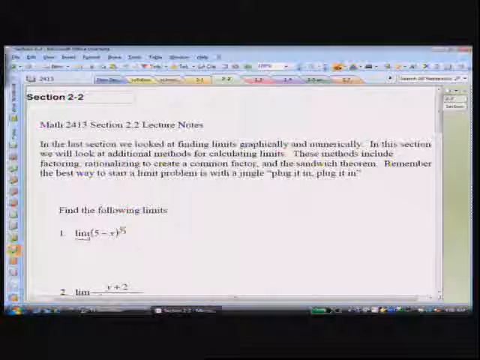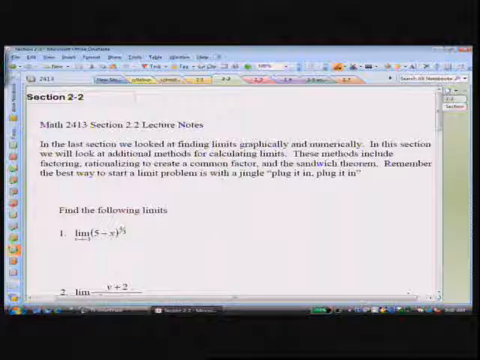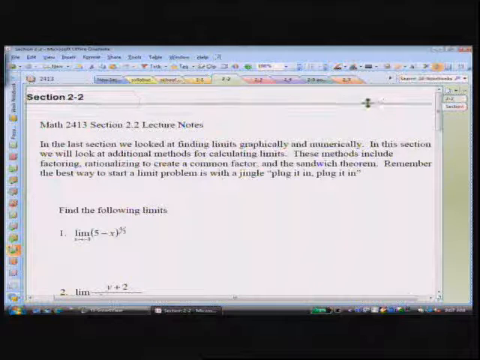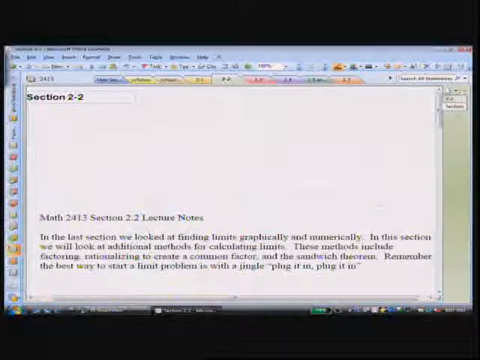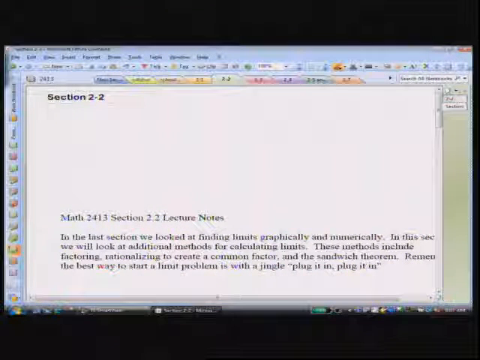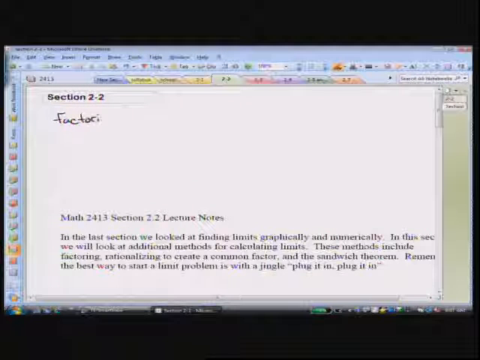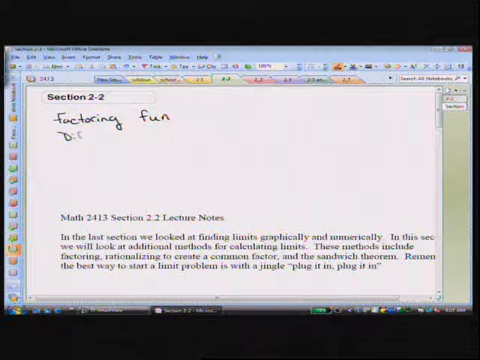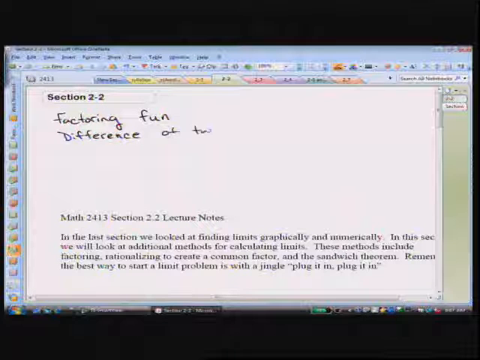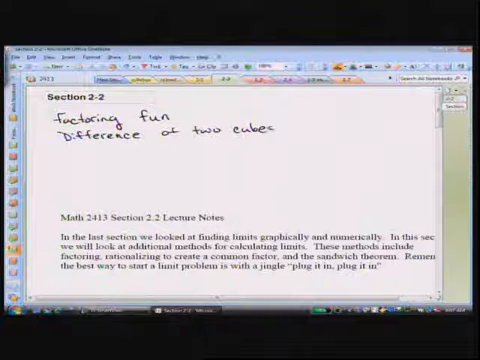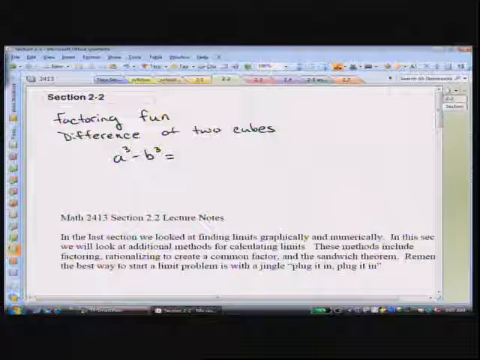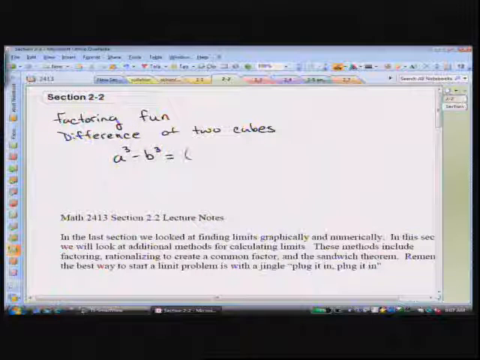Okay, so we are in section 2.2. But before we do that, you might remember that at the end of 2.1, I had asked you to remember some factoring fun. So let's see how that went. Did anybody look up the difference of two cubes? You can probably Google it. All right, so if you have a cubed minus b cubed, did y'all remember how it factored?